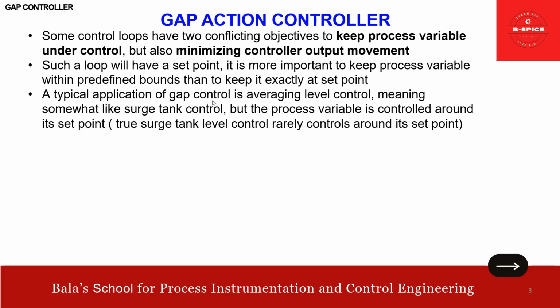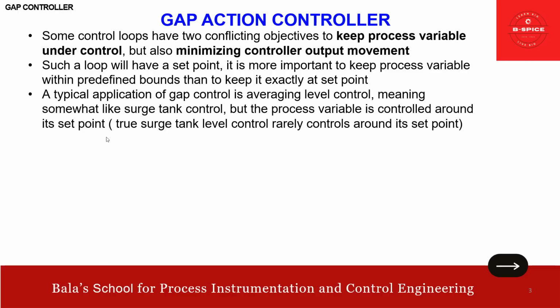What is the typical application? It is averaging level control, something like a surge tank level control. You know surge, right? But here the process variable is controlled around its set point. Truly, surge control rarely controls around the set point because of the surge. So take a typical example, a surge tank, where the process variable is controlled around the set point.